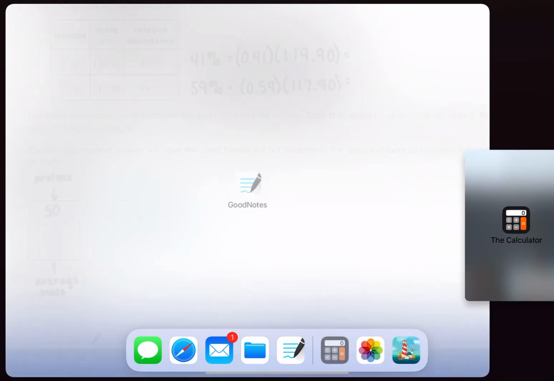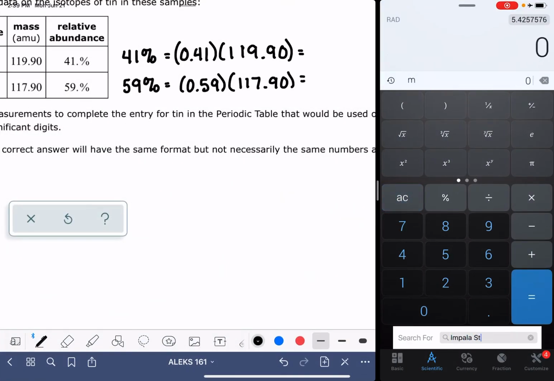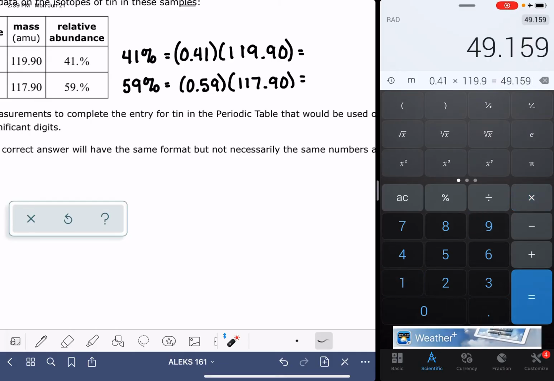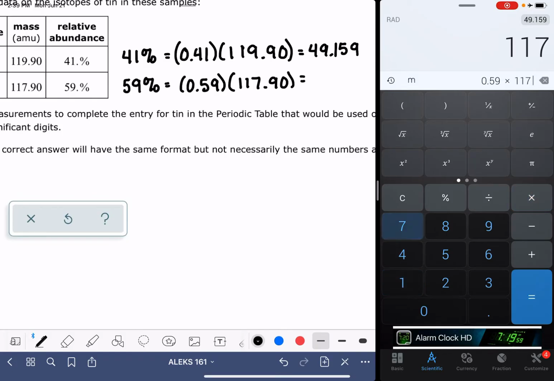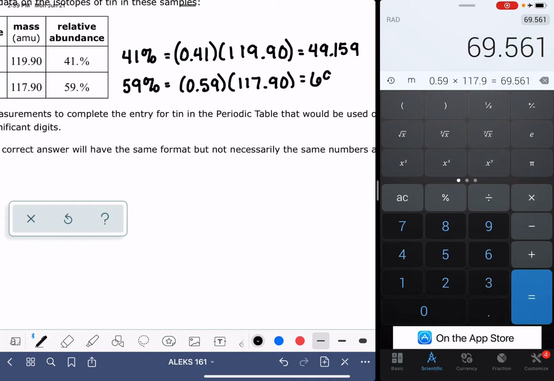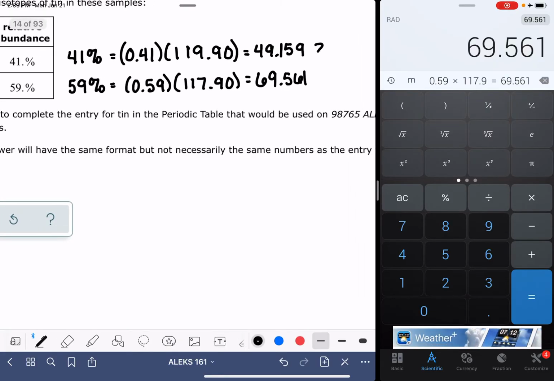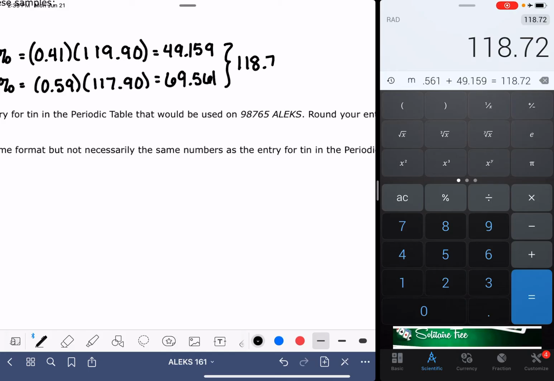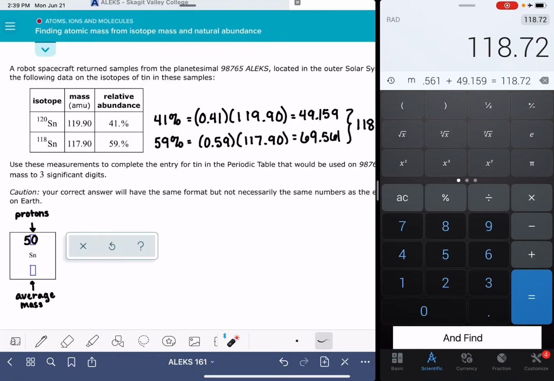So I'm going to pull my calculator up here, and I'm going to do each of these individually. 0.41 times 119.9, that is 49.159, and 0.59 times 117.9, that is 69.561. And then I'm going to add those two numbers together. 118.72. When you get this number, it should be pretty similar to the number that's on the periodic table. It should not be identical, but it should be pretty similar, and it should also be pretty similar to these mass numbers that we have for these elements.